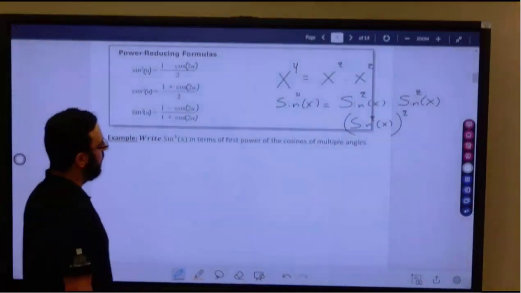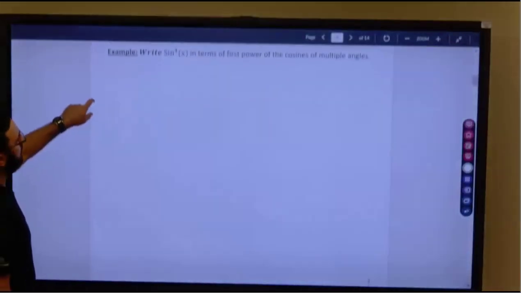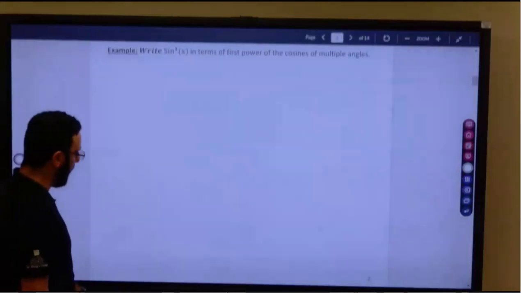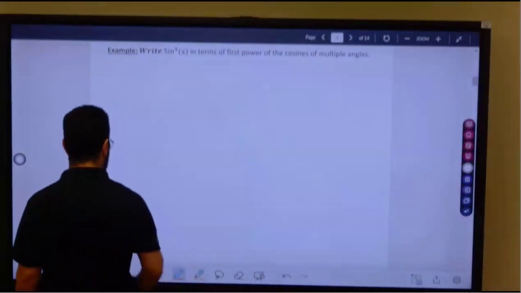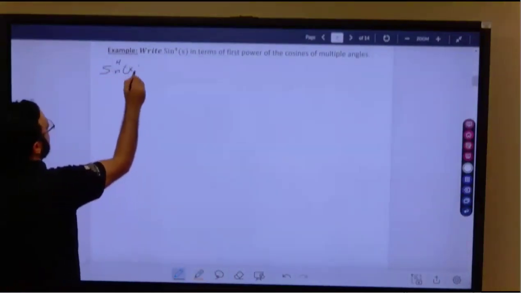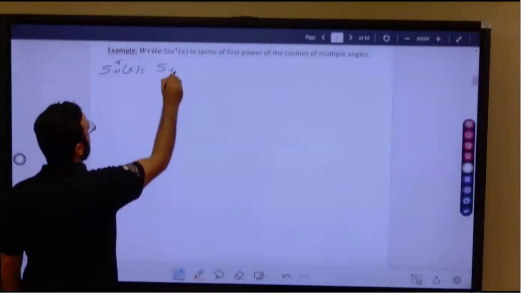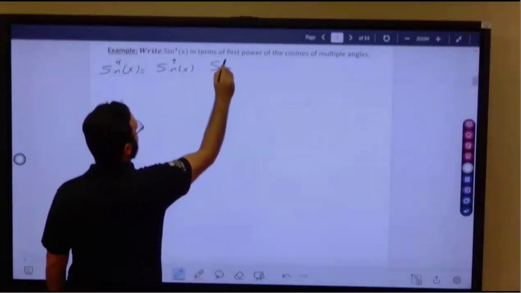So let's use the same technique on this example. Sine to the power 4 of x, I'm going to say it's sine squared times sine squared. So sine to the power 4 of x is equal to sine squared x times sine squared x.